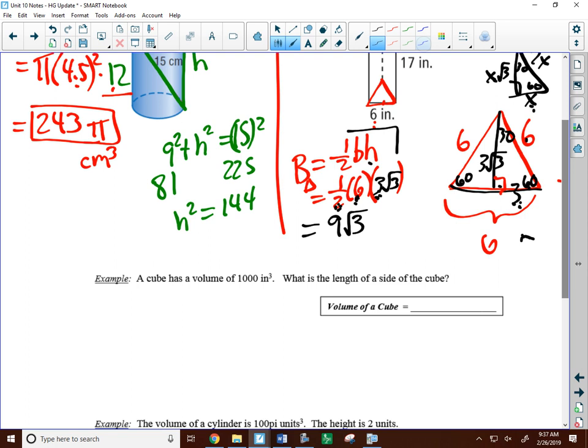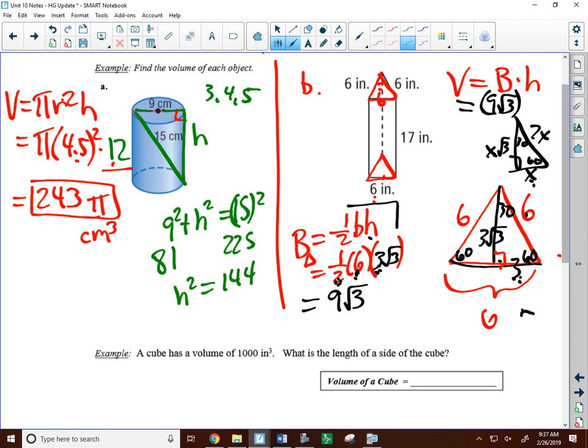Finally, h for the prism is right here. Often it's the one you haven't used the entire problem. It's the height, the distance between the bases, which is 17. I'm going to leave my final answer in terms of a radical. 9 times 17, we get 153 radical 3 inches cubed. Now, on a test or quiz, I would say round to something or leave it in terms of a radical.